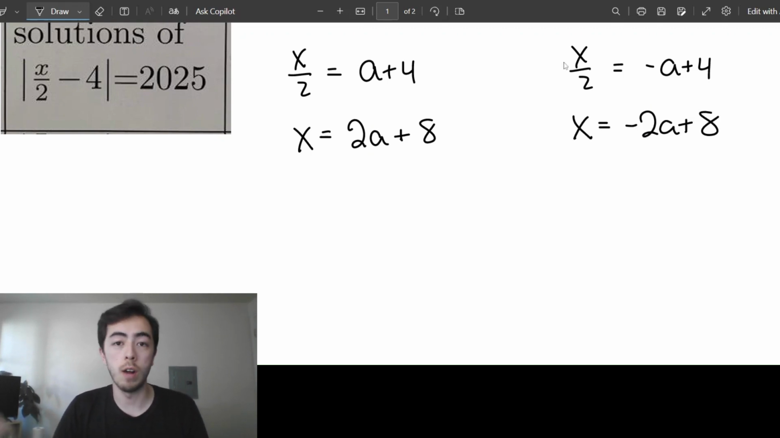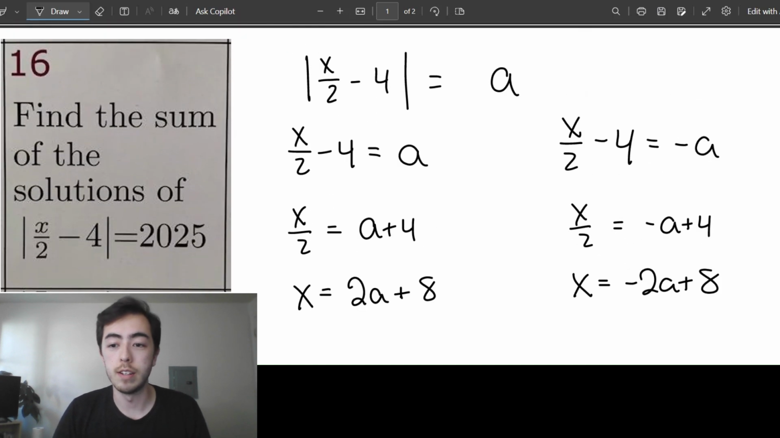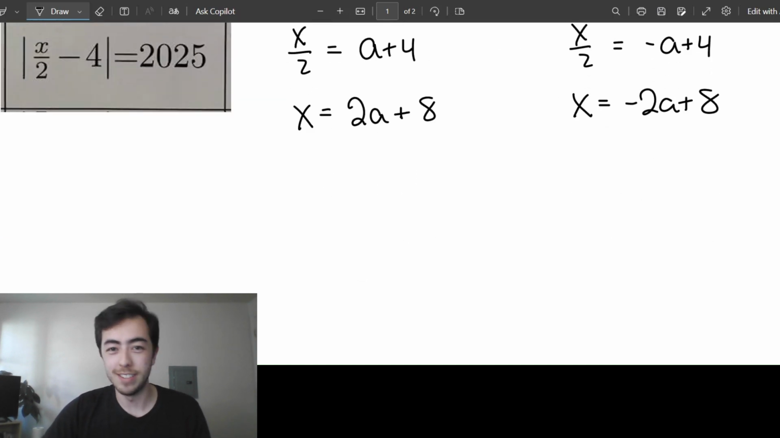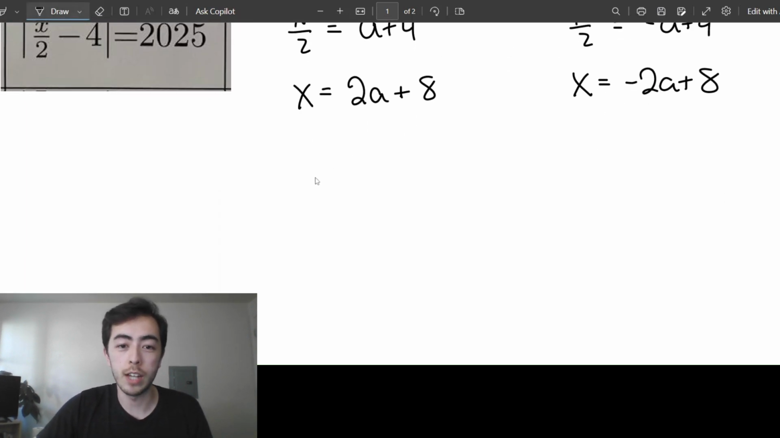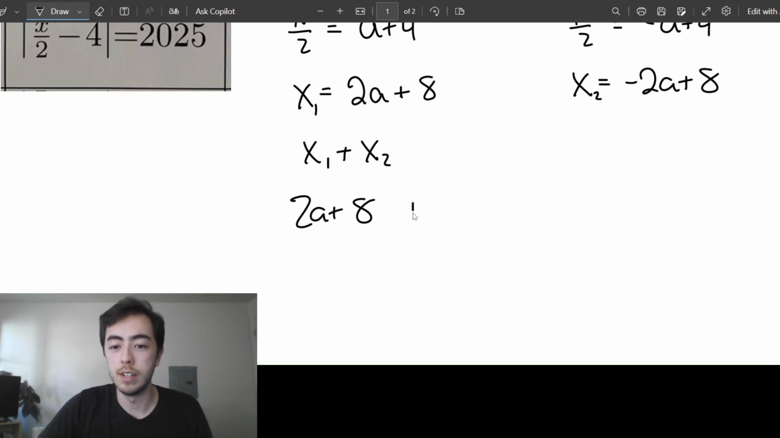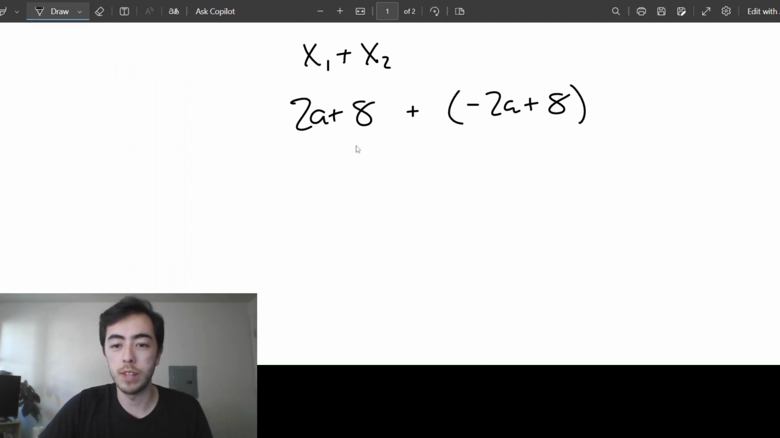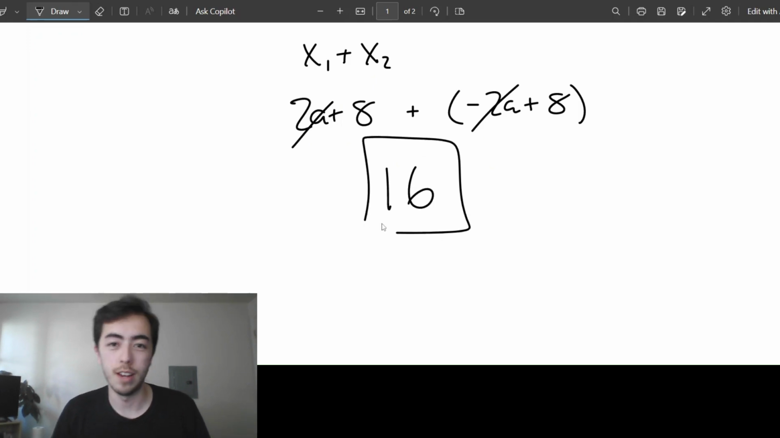So here are our two solutions. And once we add the two solutions together, that's finding the sum. You'll notice that those a's cancel out. Here I'll say x1 and x2 as my two solutions, and when I add x1 and x2, I'm going to get 2a plus 8 plus -2a plus 8, and then these two terms cancel, and we're just left with 8 plus 8. That's 16, and now we're all done.